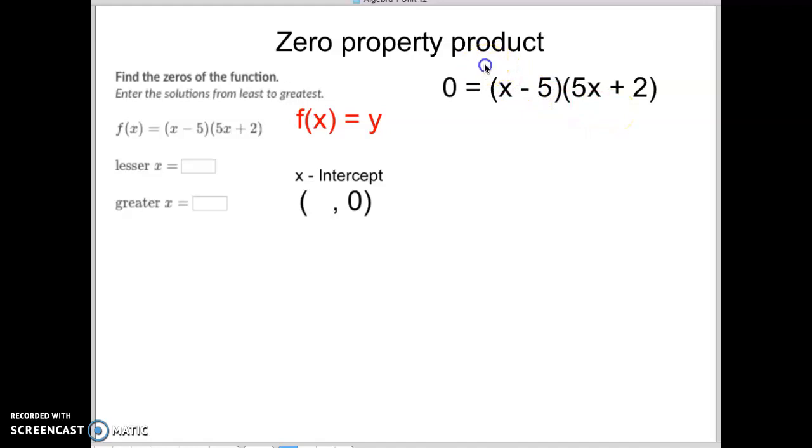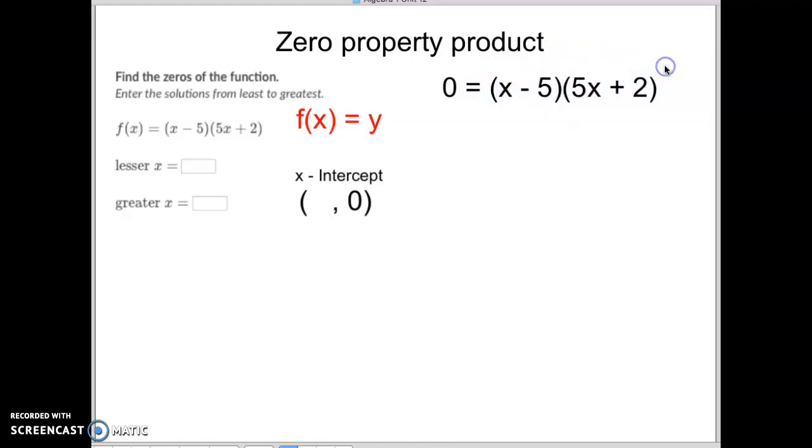Now, I have a term here times a term here, and I know that it's got to equal 0. Well, I know that anything times 0 is 0. So if I can get this one to equal 0, then I know that this parabola would be at an x-intercept. Or what if I could get this one to equal 0? If this factor right here equals 0, then it doesn't matter what this one equals, because 0 times anything would be 0.